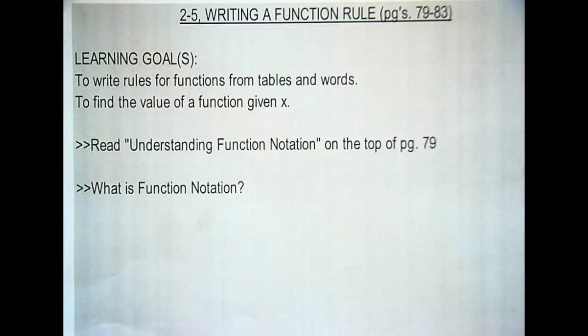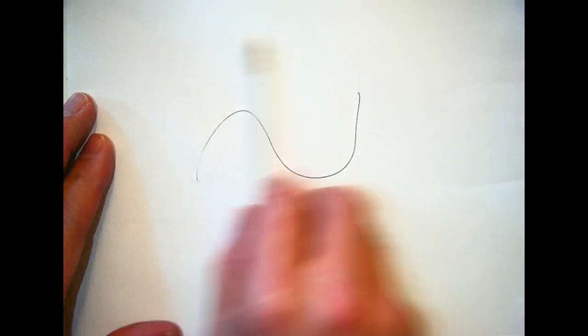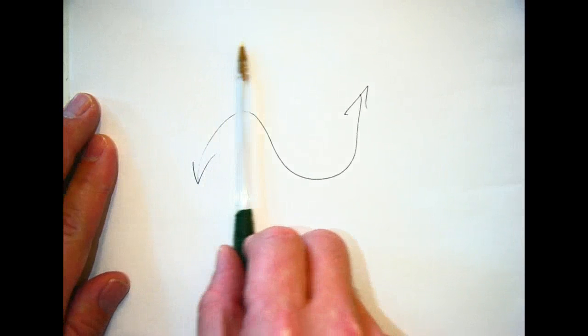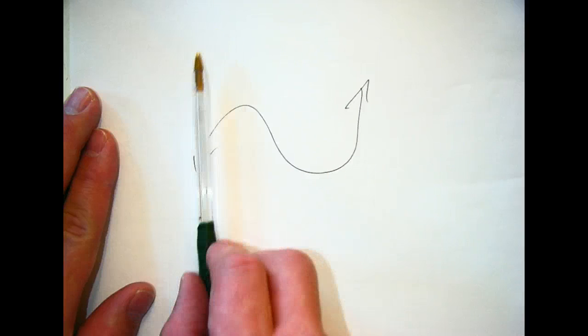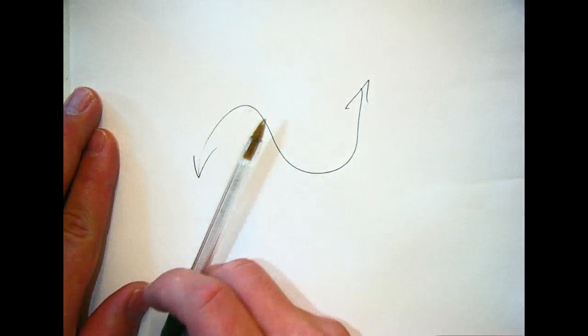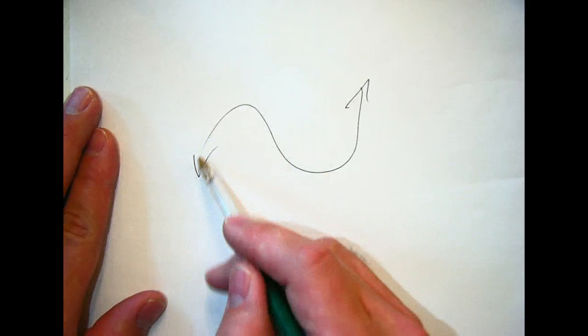Usually when we're talking about graphs, if a graph passes the vertical line test, so if this was our graph, and we slide a vertical line across it and it passes that test, then it's a function. In other words, our vertical line doesn't touch more than one spot on that graph at a time.